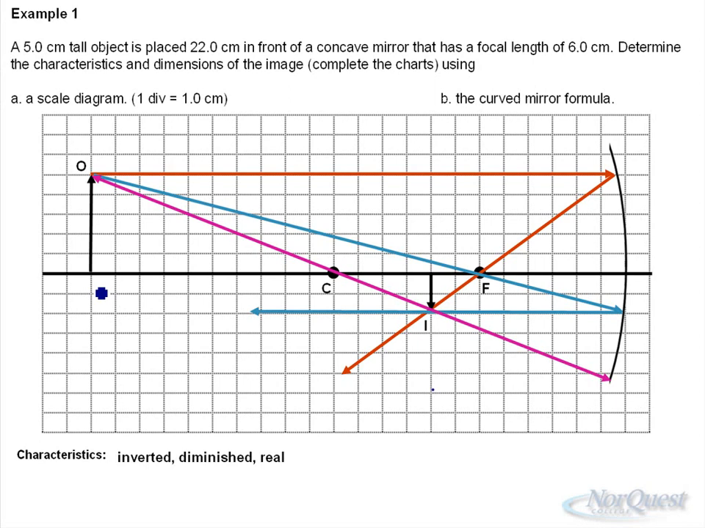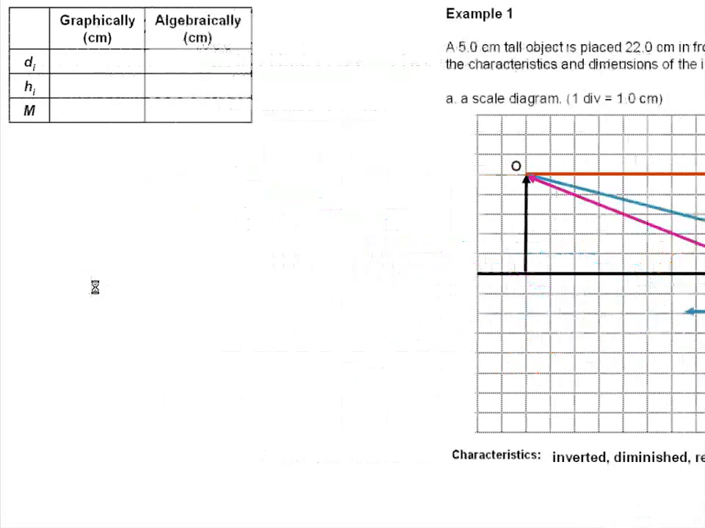So the scale diagram gives us a really good accurate measurement of the image, and what we're going to do is now list those characteristics graphically. If we count out how far it is, it's 1, 2, 3, 4, 5, 6, 7, 8 units from the mirror. It is 2 units below the principal axis. So if we were to fill out the chart, the image distance is 8.0 centimeters.